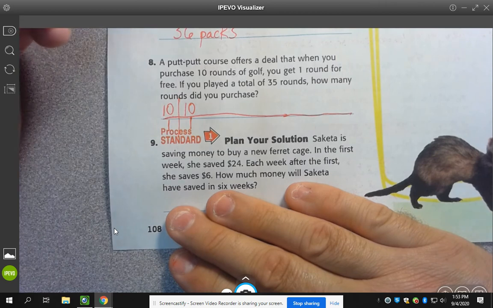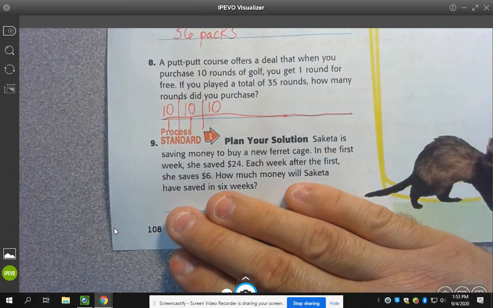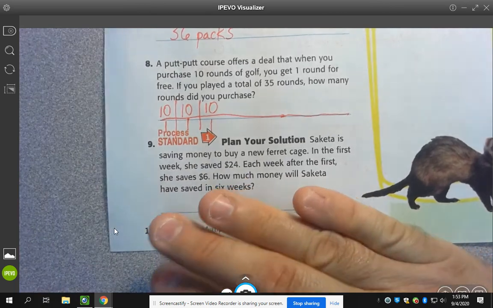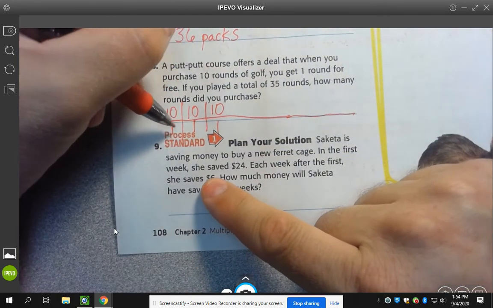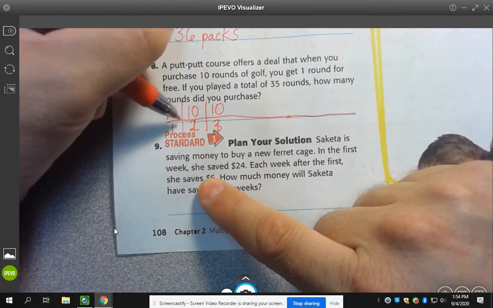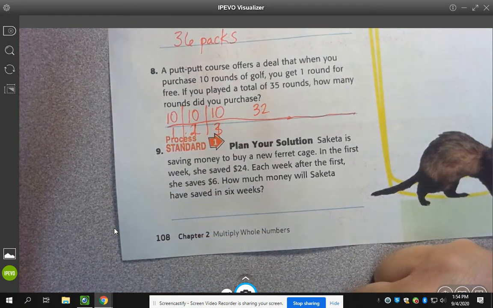Yeah. If we purchased another 10, we'd get how many? So how many have we played so far? Actually, I think you're right on that one, Ireland. You'd get 2 on this one, you'd get 3 on this one, so you'd purchase a total of 32 rounds by doing it that way.